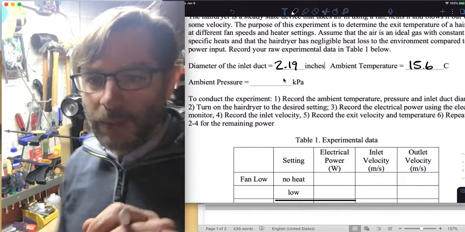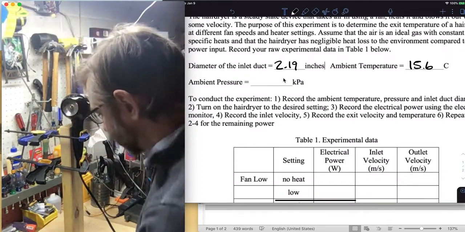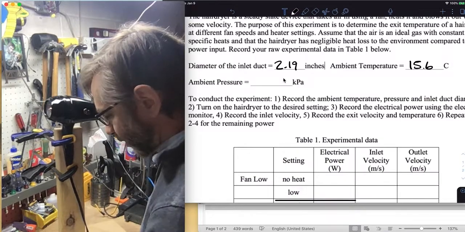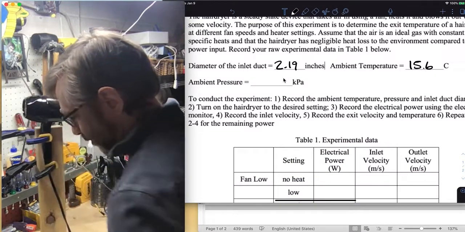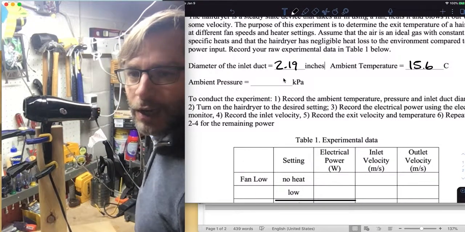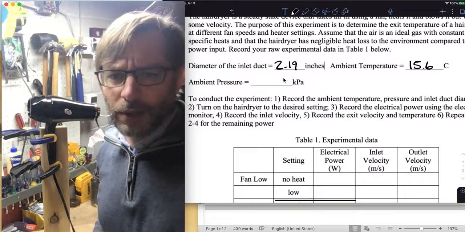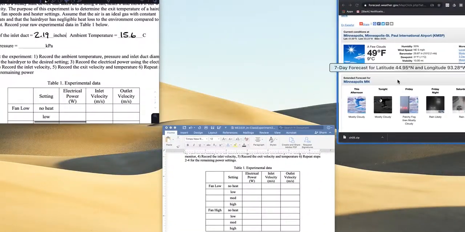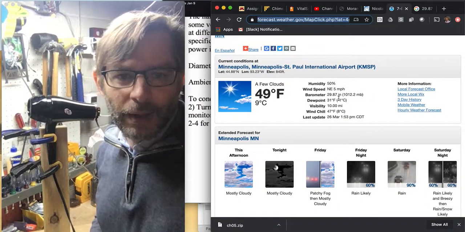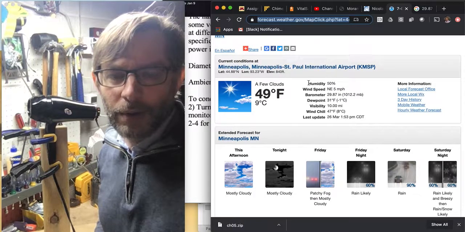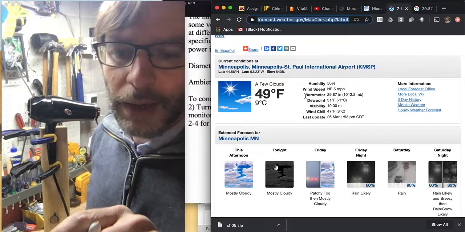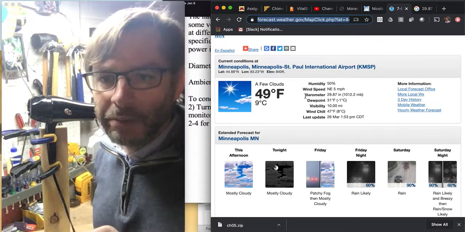Okay. Now the next thing is ambient pressure. A good thing about ambient pressure is that it generally doesn't change very much location to location. For Minneapolis, we're just going to use whatever the Minneapolis value is, and I looked it up here. It's 28.97, as you can see here on the weather site. So we're good to go.